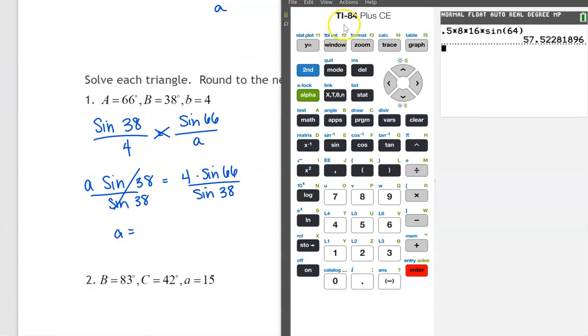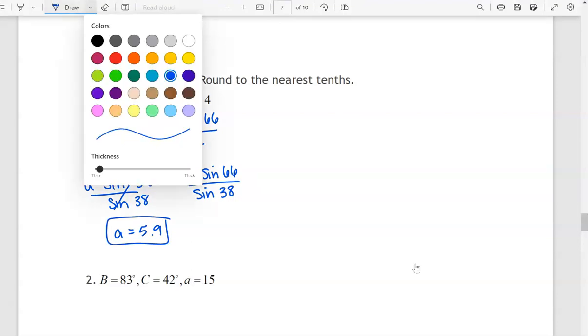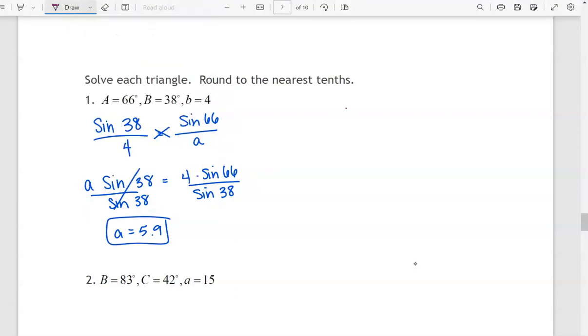So let's move that over here. And we have 4 times sine 66. You can just hit enter and then divide that by sine 38. Enter. And we get 5.9. So a is 5.9. Now, to find the other pieces, we do what we did with solving before: if we have two angles, we can subtract the two angles that we know, 66 and 38, from 180 to find angle C, which would be 76 degrees.